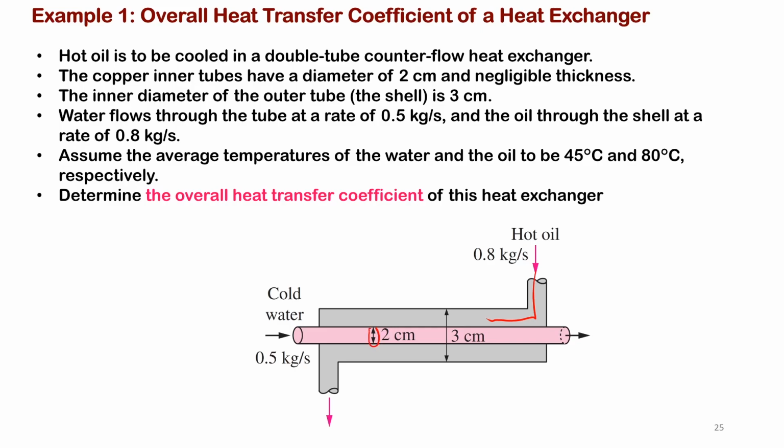So we know the inner diameter of the cold fluid and we know the outer diameter for the hot fluid. The mass flow rates are given: 0.5 kilogram per second and 0.8 kilogram per second. And let's say, for the sake of simplicity, we are told that the cold fluid is at 45 degrees Celsius average properties, and this is at 80 degrees Celsius. We are asked to find the overall heat transfer coefficient for this system. Okay? So let's take a look at this.